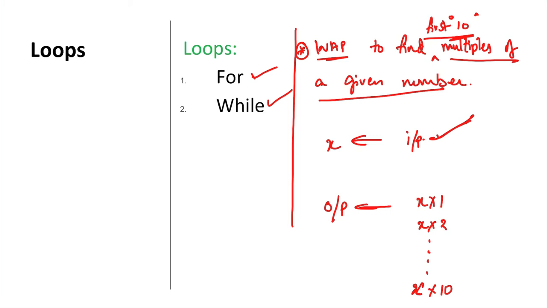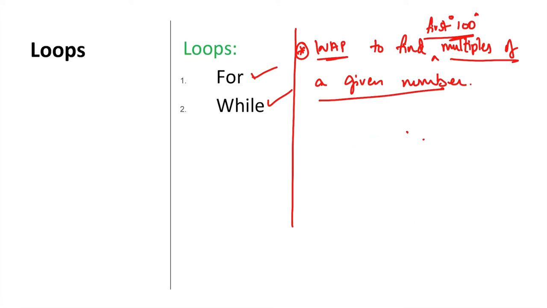To do this, we have to use loops, because we cannot just write print x into 1, x into 2. This is a very big process, and if the question says first 100 multiples, then we will have to write the program forever. If it says 1000, we'll have to write 1000 more lines. This is a very tiresome process and cannot be reliable. So we use loops, and let me write the code over here.